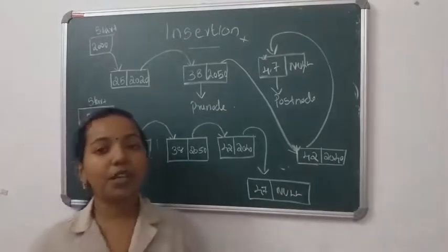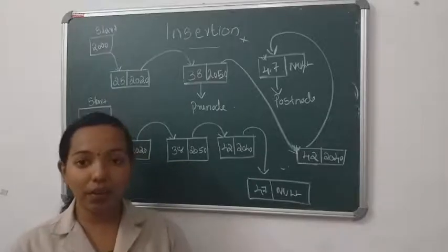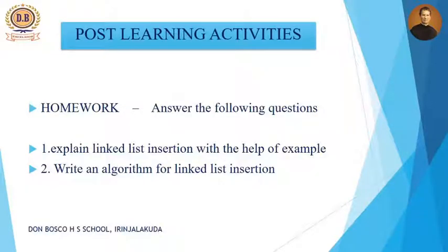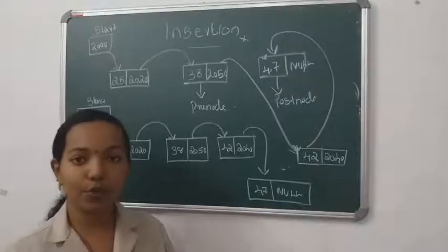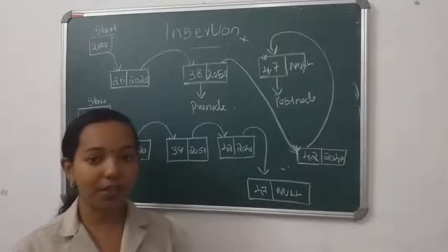Then I am going to give 2 questions as homework that definitely you want to write. First question: explain the insertion of linked list with the help of an example. That means you want to draw the illustration steps, how it is executing or how nodes are interchanging. Everything you want to draw in your notebook. Please draw neatly. Second, write an algorithm to insert a new node into a linked list. That algorithm also you want to write in your notebook.